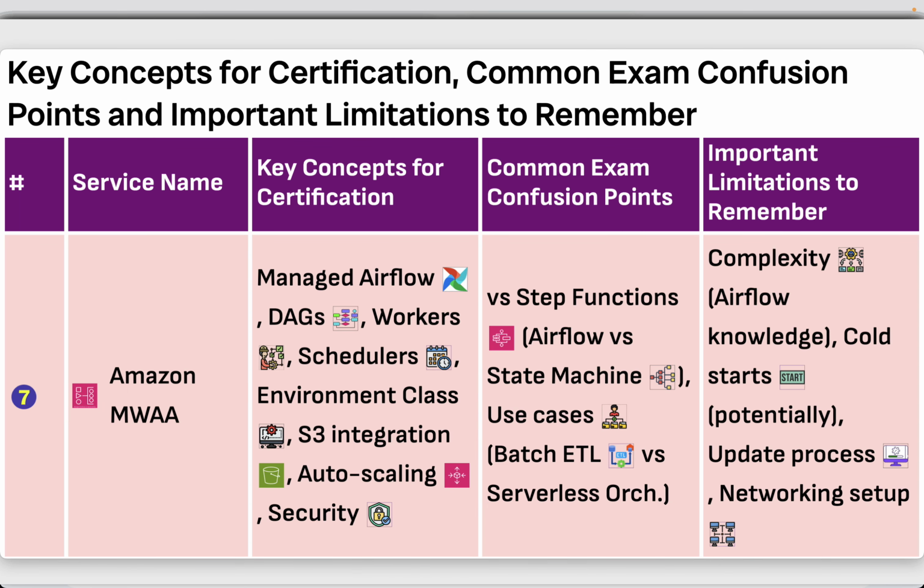Next, Apache Airflow. Key concepts for certification cover managed Airflow, directed acyclic graphs, workers, schedulers, environment class, S3 integration, auto scaling and security. Confusion points are comparing it to Step Functions. So this is Airflow versus state machine. One is making sure a technology which is used outside is also offered to the customer, versus native proprietary technology. And then we have batch ETL versus Step Functions, which is serverless orchestration.